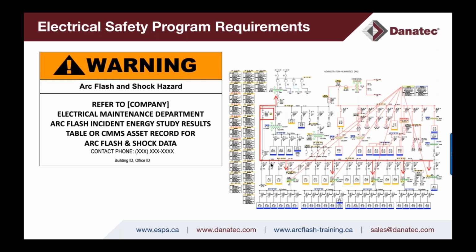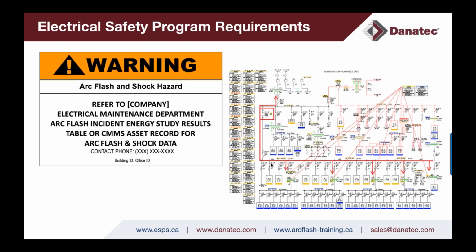And now we can move beyond that, and we can also get rid of any errors that have been translated to these labels. And I've seen many labels, performing external electrical safety audits in the last 12 months, where the labels that were installed are non-compliant to start out with. So you avoid any issues with labels because you put this generic warning label on equipment. And again, as you can see, it says refer to company electrical maintenance department, arc flash incident energy study results table, or CMMS asset record for arc flash and shock data. A phone number is indicated, and the building or office location on the site where someone that's reading this may want to go to talk to someone.